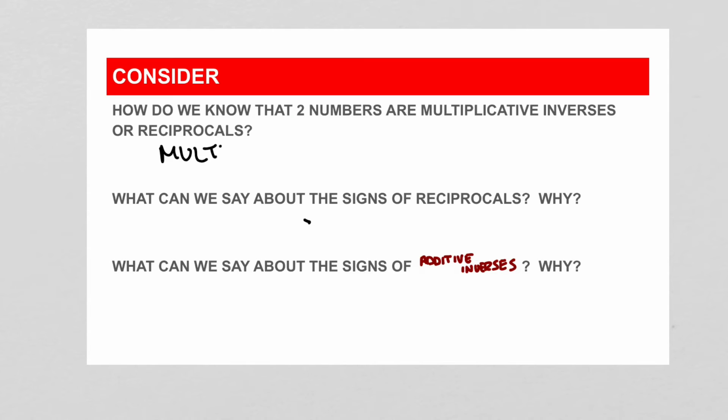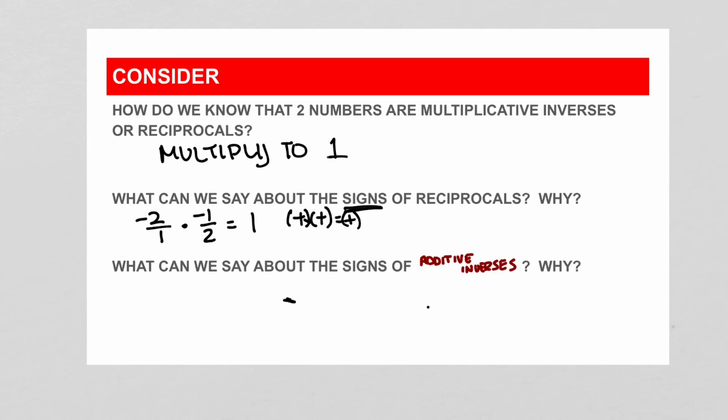They multiply to 1. And what can we say about the signs of reciprocals? Well, when we did negative 2 over 1 times negative 1 over 2, that worked, right? That gave us a positive. Because we know that a positive times a positive gives us a positive, and a negative times a negative gives us a positive, we know that the reciprocals have to have the same sign as the original term.